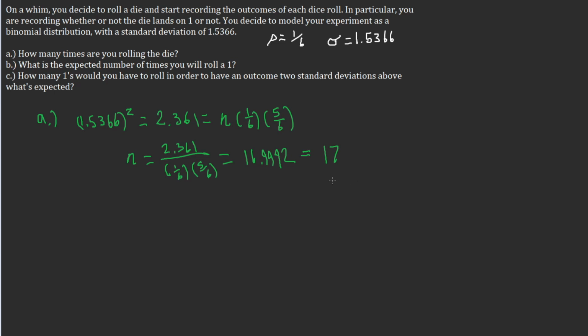And if you go with 17 trials and a probability of 1/6, you could compute the standard deviation, and when you round it off, you will get something like this. And so we are done with part A.